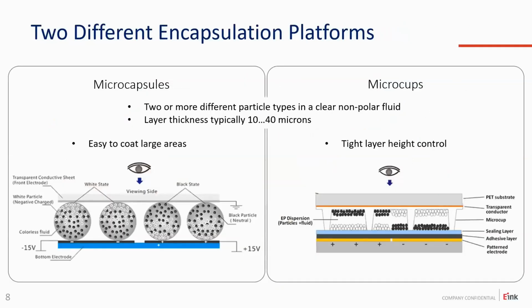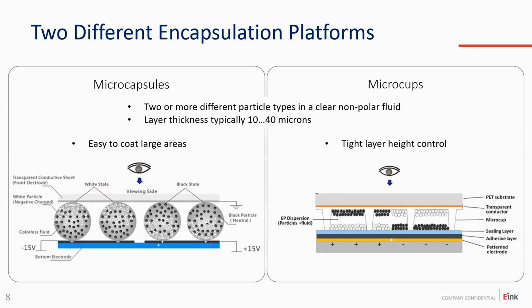Now, quickly, I mentioned that we acquired Cypix on the West Coast. It's now an integral part of E Ink. This was 2012. And now we have two platforms. So I did already mention on the left our microcapsule platform, where we have 2 or more different particle types in a clear non-polar fluid. And the layer thickness is typically 10 to 40 micron. And it's really easy to coat for large areas because it's kind of an ink that you can put on a coater and then coat on PET ITO.